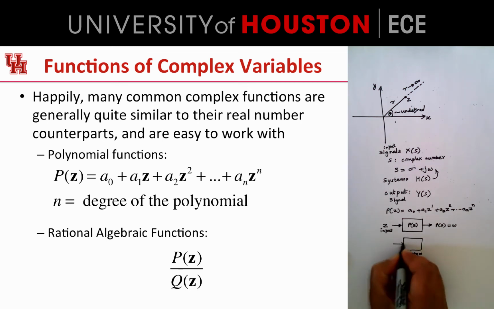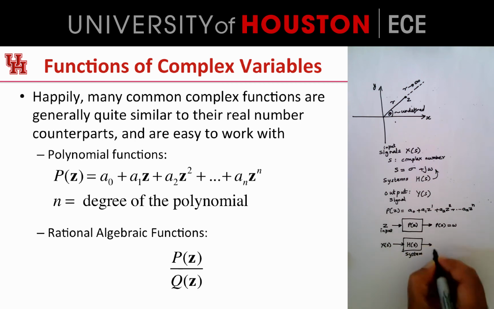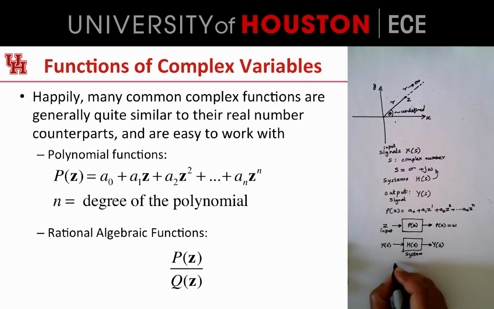Now, a system's input is x of s. The function that defines the system is h of s, and the output is y of s. So what we're going to find is that we'll be able to write down a formula that looks like this. Y of s is x of s times h of s, which means that h of s can be written as y of s divided by x of s. So we're going to have to deal with this ratio of functions.